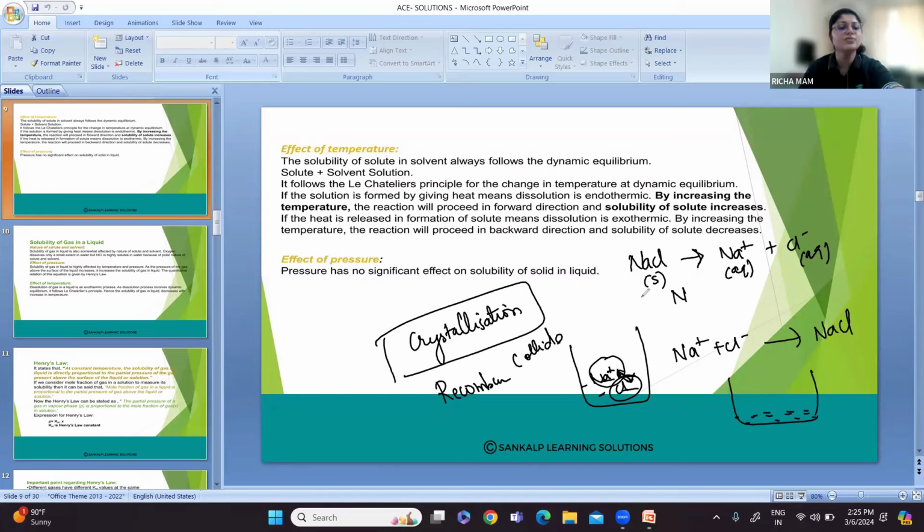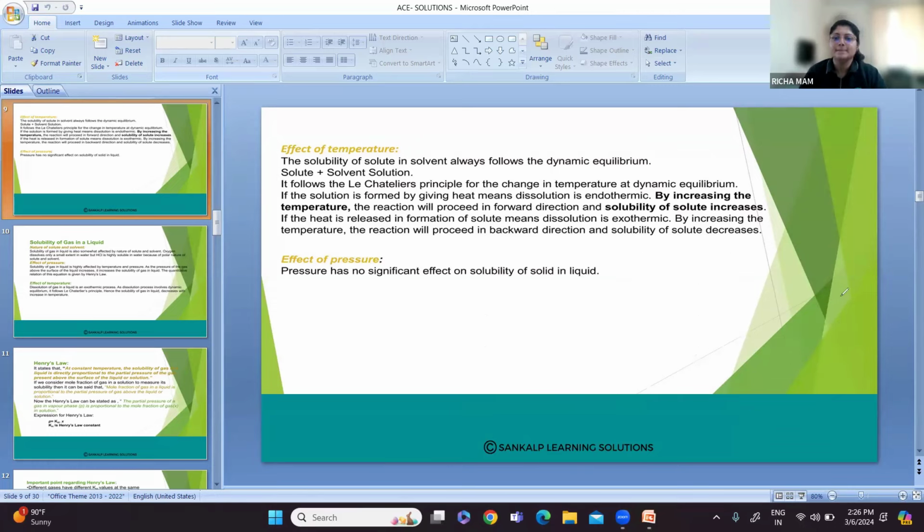In crystallization, what happens, students? Solute particles in the solution will collide with each other and get precipitated. That is crystallization. And in dissolution, the solid solute gets dissolved in the solvent. Fine. So any other doubts?